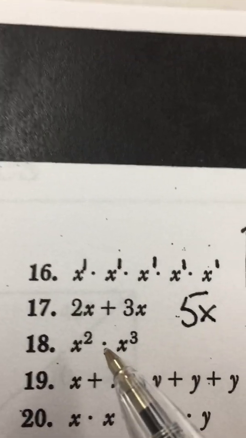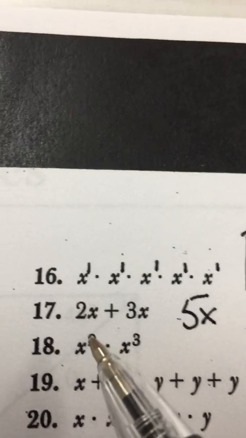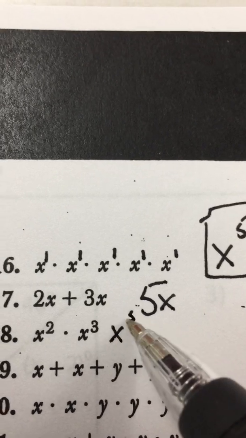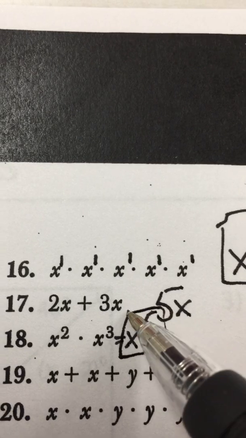Now, is this an addition problem? No, it's a multiplication problem. And if the bases are the same, the x's are the same, then I can add the exponents. So this is x to the fifth. I'm going to put a little equal sign there, okay? So this one is x to the fifth. Whoops. So there's my 18. There's my answer on that one.